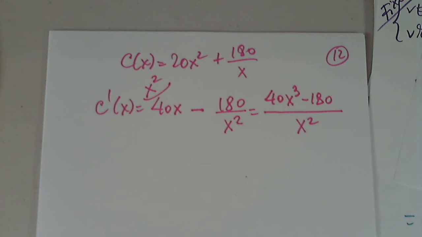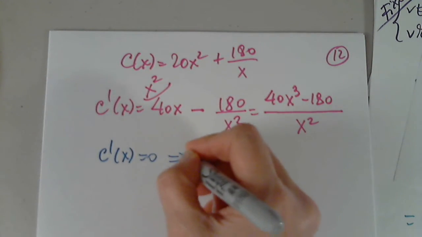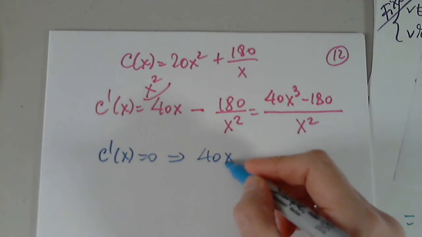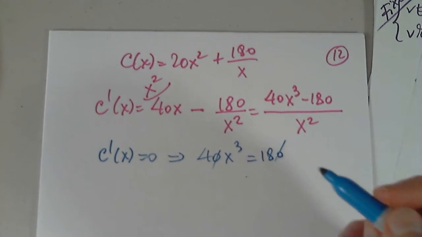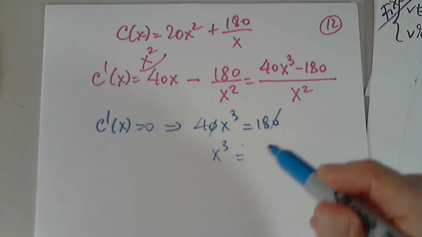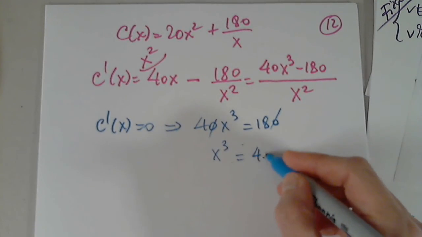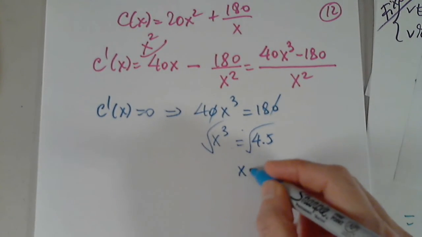This function is never undefined. It is undefined at 0, but so is the function, so it doesn't matter. No critical numbers coming from that, but C prime of x could be 0, which means 40x to the third equals 180, or x to the third equals 9/2. I don't really care for 4.5, but it is what it is.